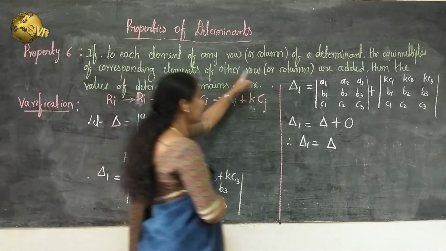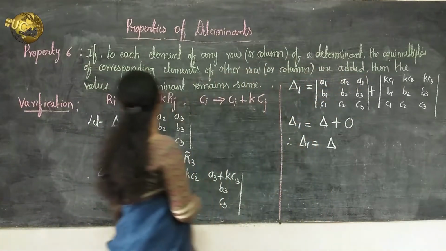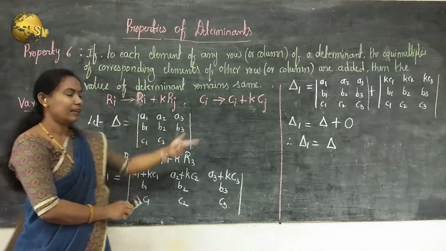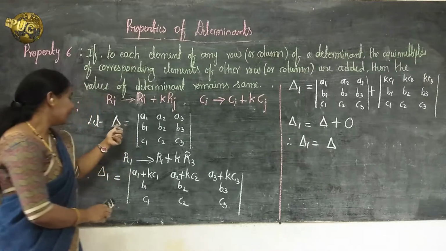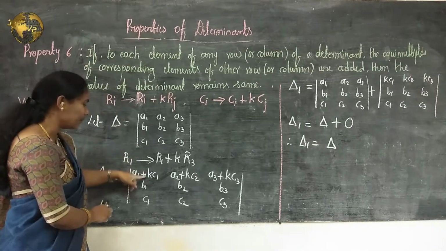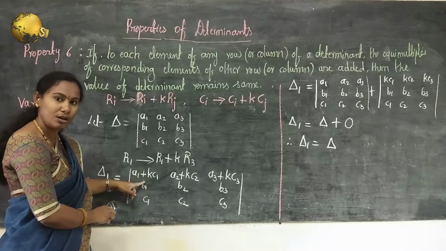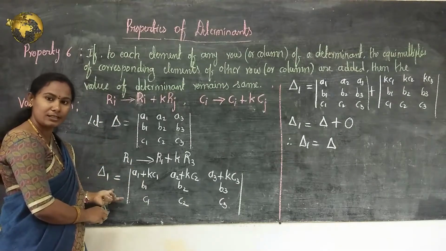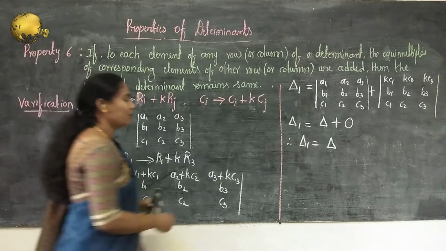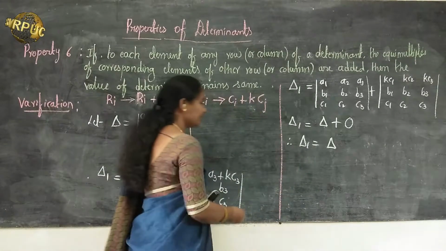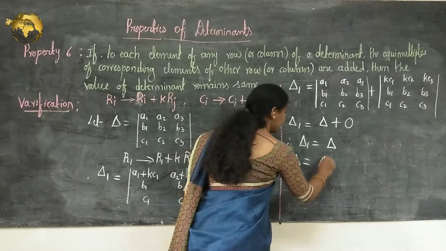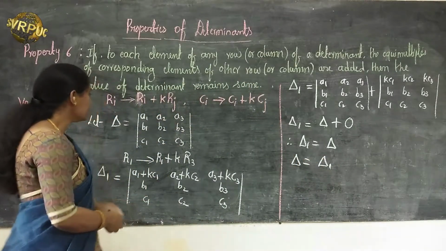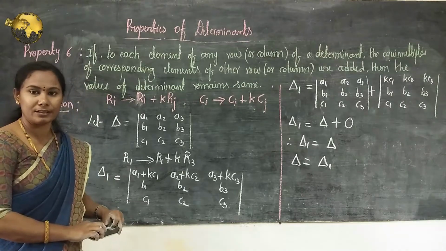If the elements of the first row are changed by adding equi-multiples of another row, then the value of the determinant remains the same. So delta 1 is equal to delta; we are getting the same values. Also we can write it as delta is equal to delta 1. Both are equal. Now let me see one example for this.